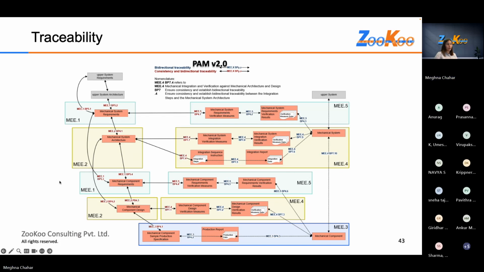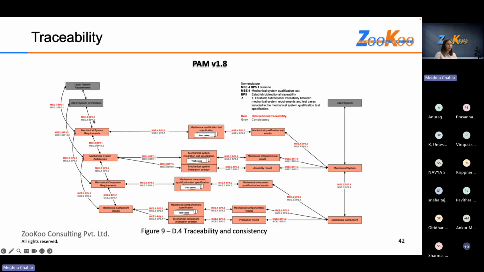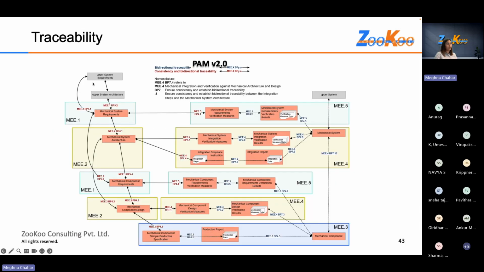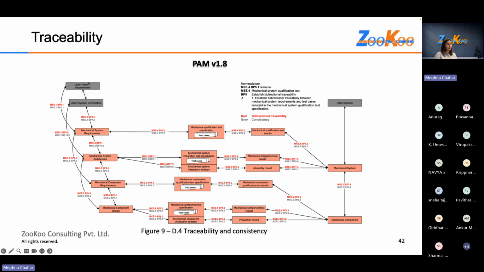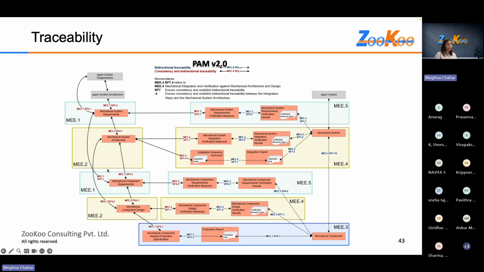If we go into detail, yes, you might find some differences, like consistency and traceability combined, so we just have one BP, whereas here we had two. Somewhere here we were every time saying upper system, and for component we were directly linking it with the mechanical system. Here also you will find the same relations. The only difference is from the process perspective.